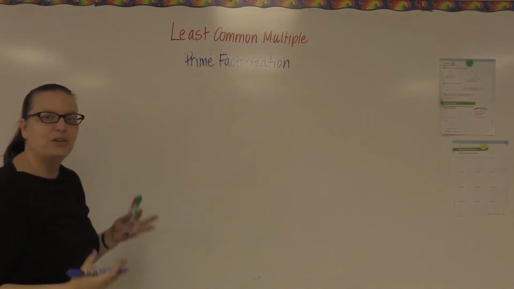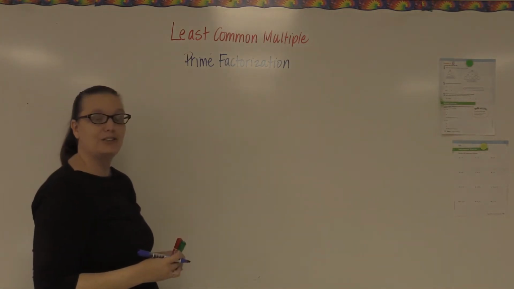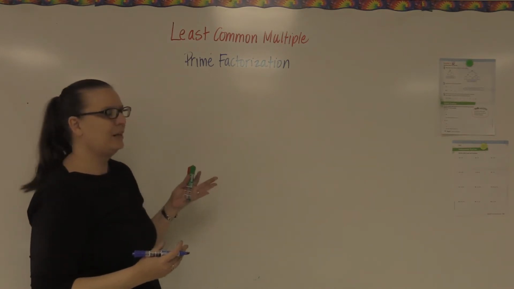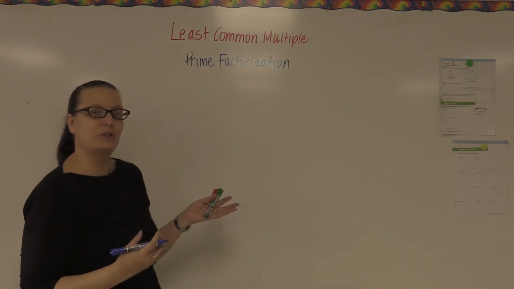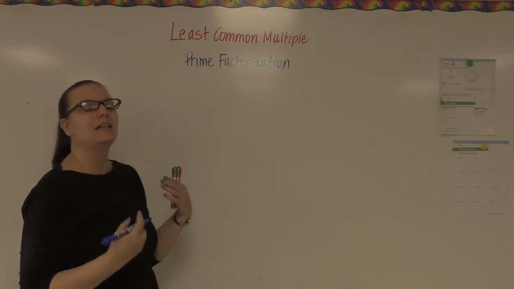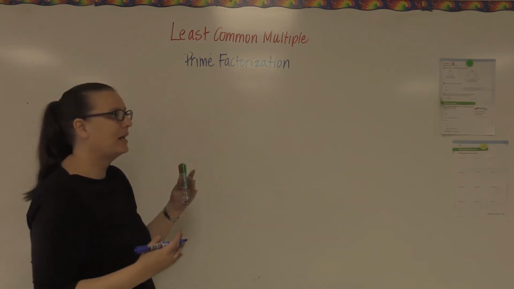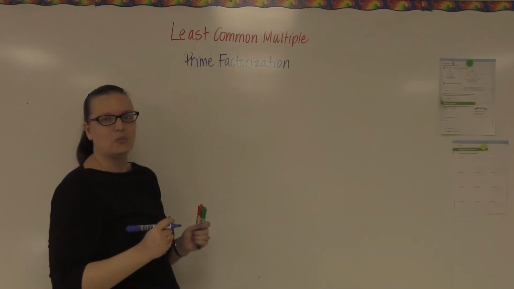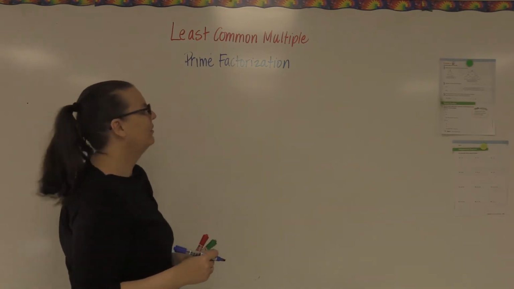Guys, think back to a couple of lessons ago, maybe even last year, when we talked about prime and composite numbers. Prime numbers are numbers that can only be multiplied by one and that number. Composite numbers have more than one set of factors, more than one set of numbers you can multiply to get that number. All right?